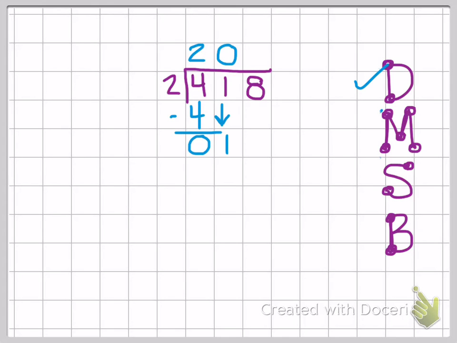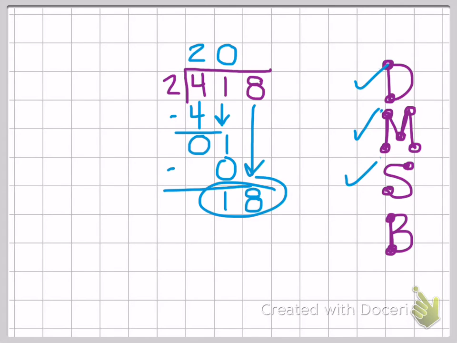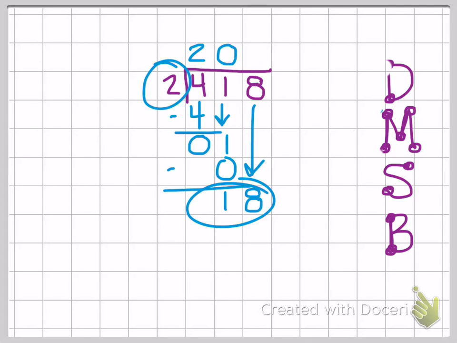Now I move to multiplication. 0 times 2 is 0. Now I move to subtract. 1 minus 0 is 1. And then I move to the last step, and I bring the next digit down. So now I'm left with 18. It's time to start the process over again. So what we're going to do is 18 divided by 2.